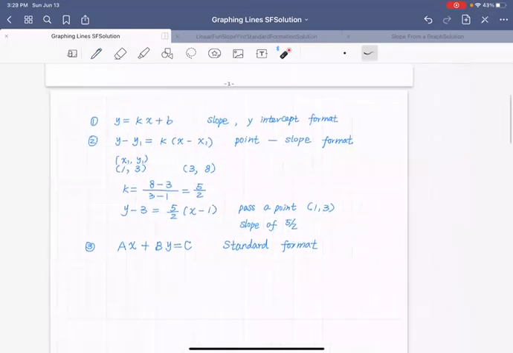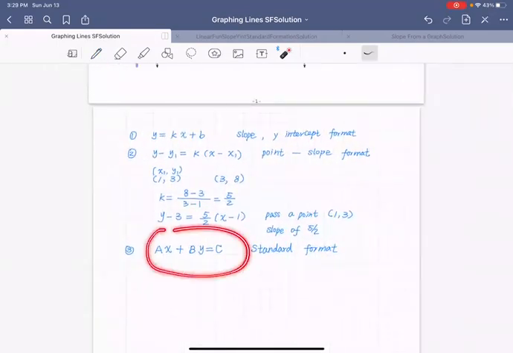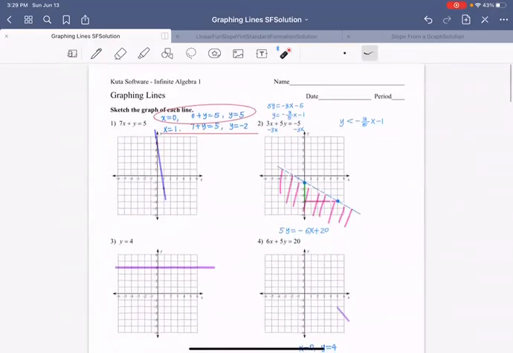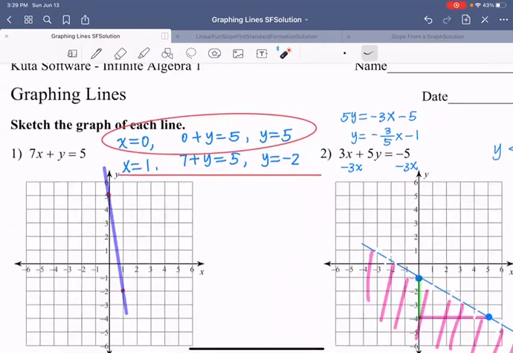Okay. Now we are going to see how we draw this. Look at here. So Ethan, tell me, I want to change this to the slope y-intercept format. How do I do it?